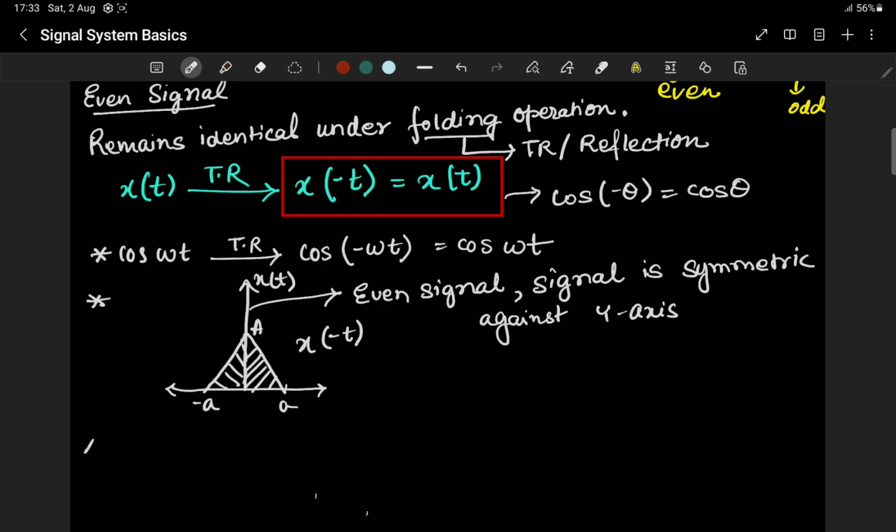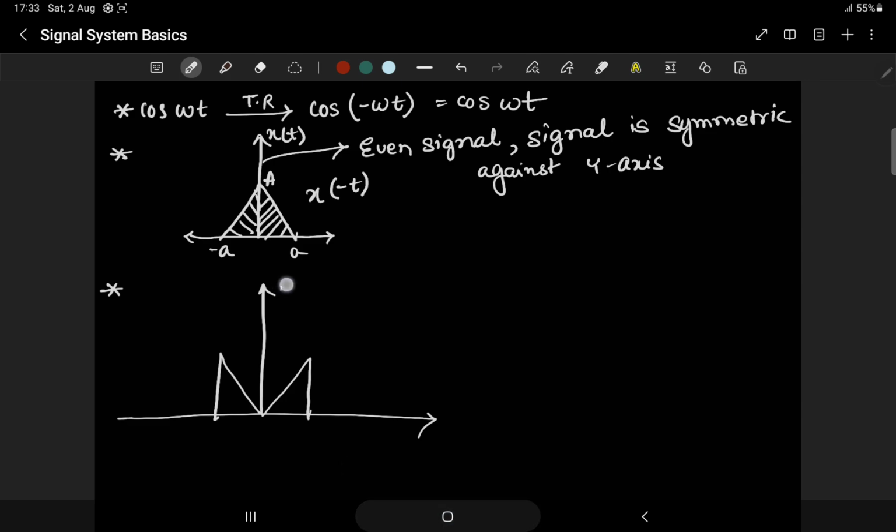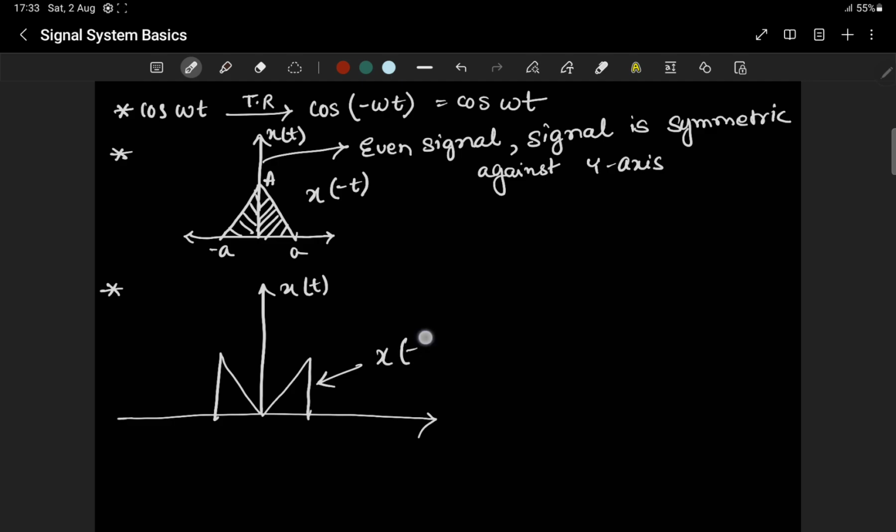Another example I am taking for you. Let me take this example. See, this is another example. This is our x(t). Here comes our x(t) again. This time again I am giving the same symmetry. When I do x(-t), this will remain the same, because this is also a, this is also minus a, and this amplitude is, suppose, a. Okay, this is the basic example.